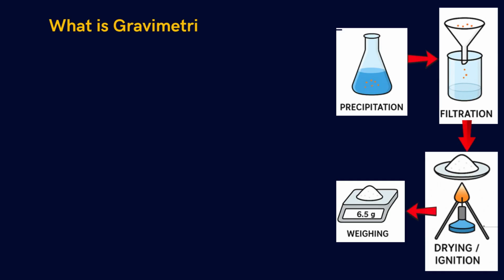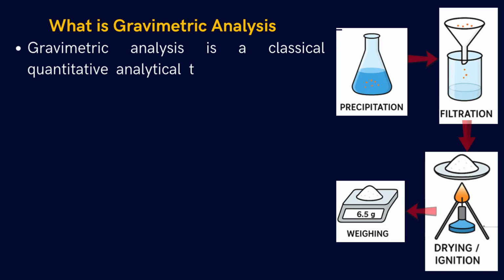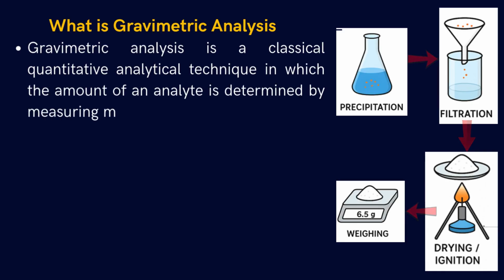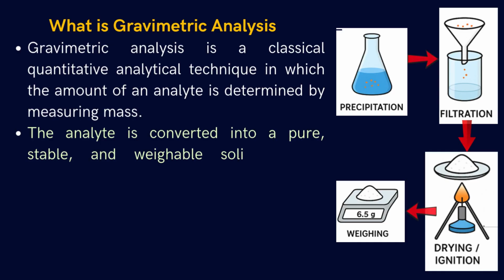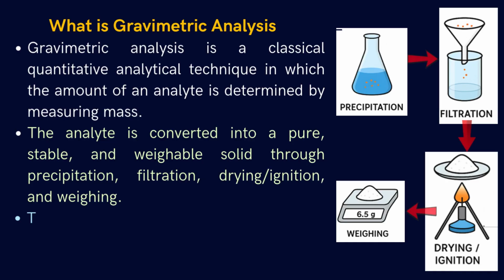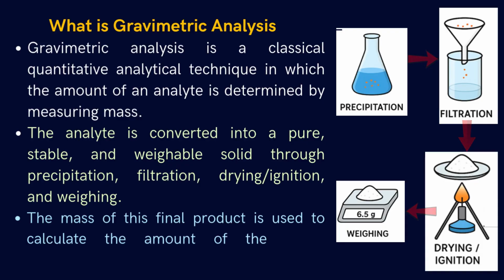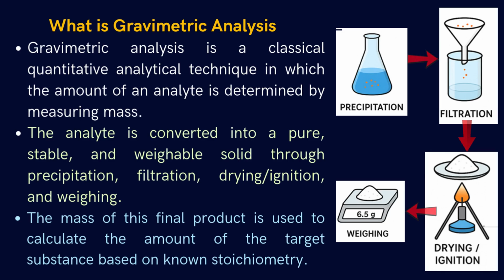Let us know, what is gravimetric analysis? Gravimetric analysis is a classical quantitative analytical technique in which the amount of an analyte is determined by measuring mass. The analyte is converted into a pure, stable, and weighable solid through precipitation, filtration, drying, ignition, and weighing. The mass of this final product is used to calculate the amount of the target substance based on known stoichiometry.